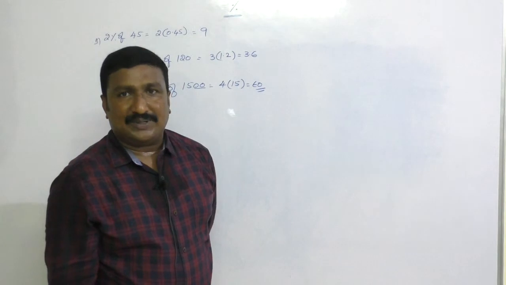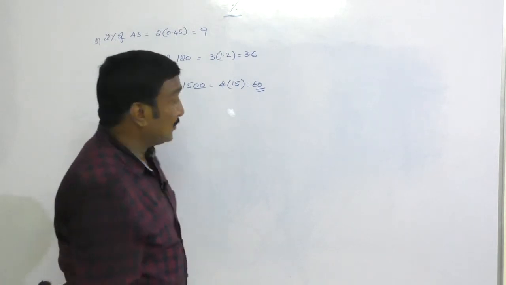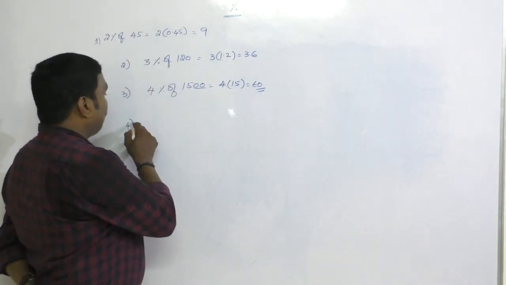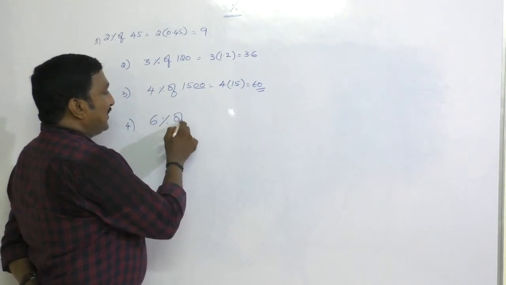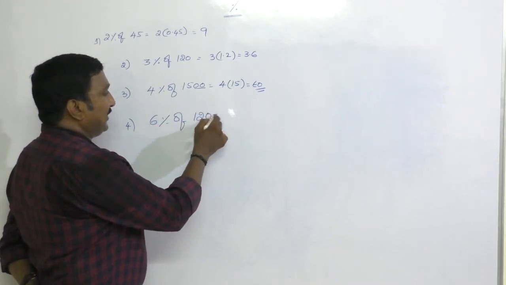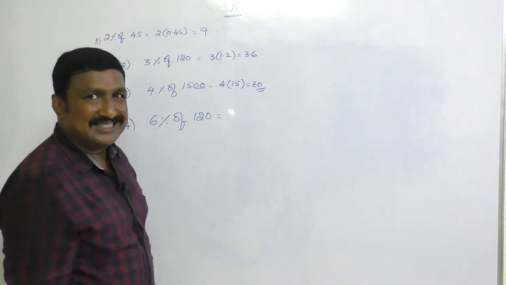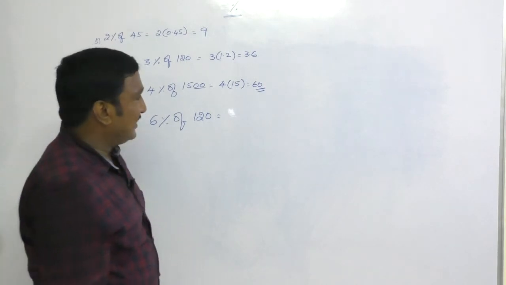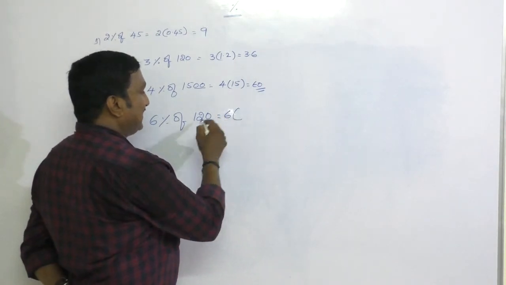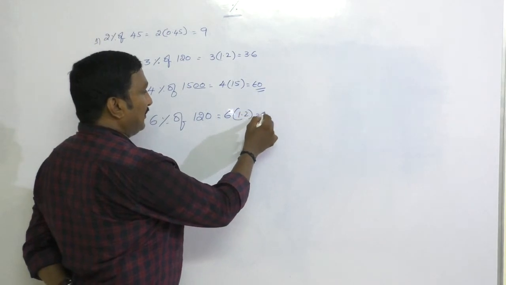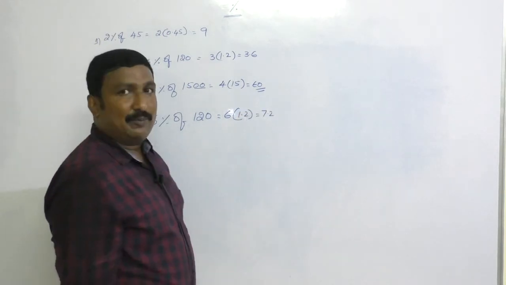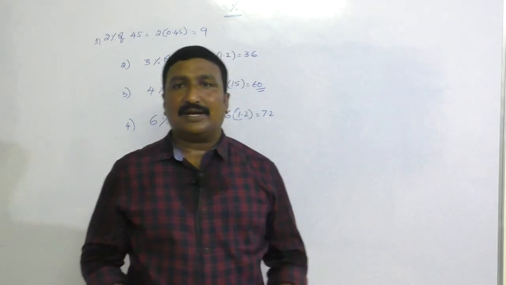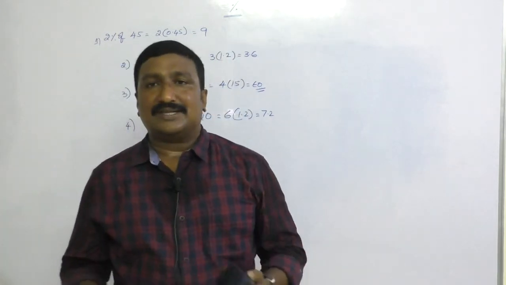Already you know the 5%. And how to calculate the 6%? Friends, 6% of 120, we can multiply directly 6 times of 1%. So 6 times of 1% means 6 times of 1.2, which is equal to how much will become? 7.2. So like that we can calculate the multiple of 1%.